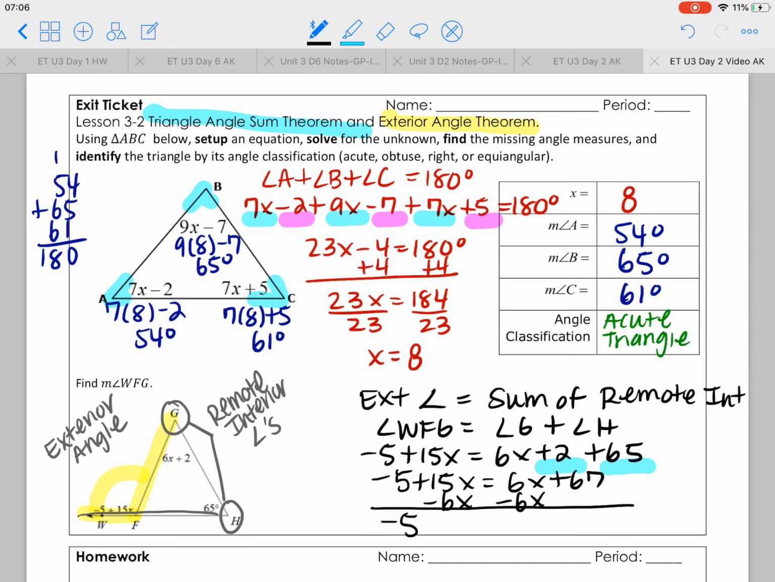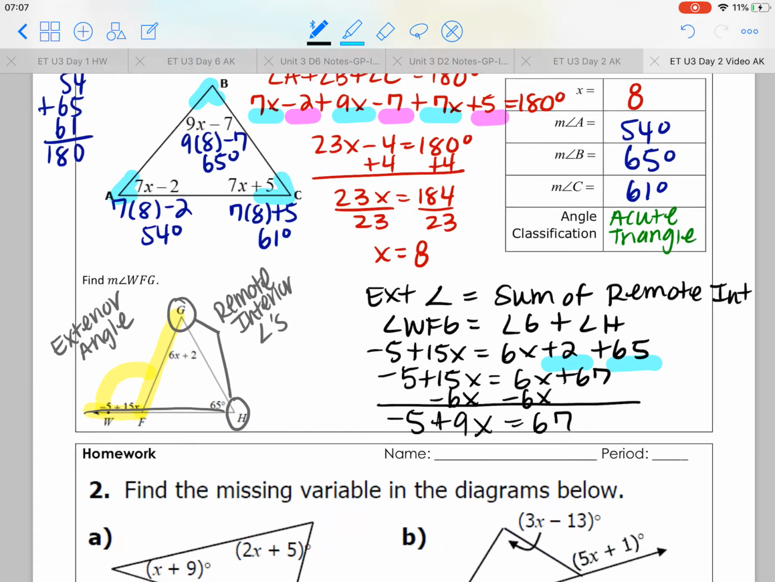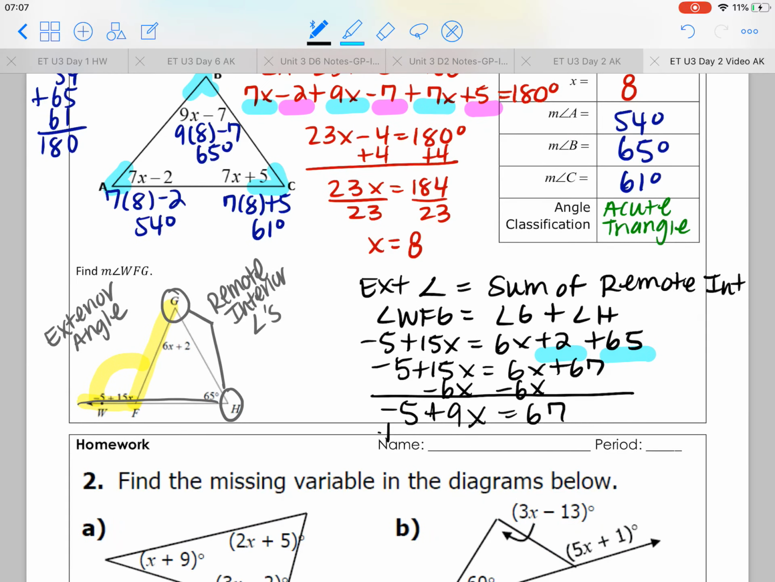This would give us -5 plus 9x equals 67. And then we're almost done. Here we have to add 5. This is 9x equals 72. And then dividing by 9, we get that x equals 8.